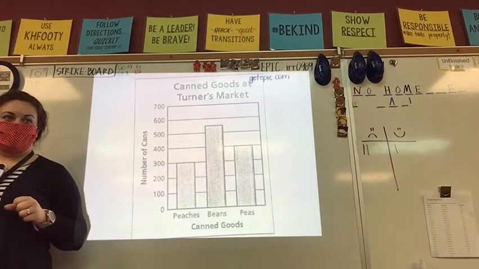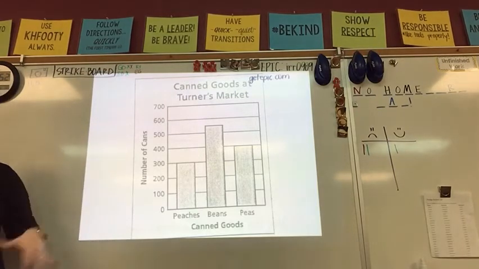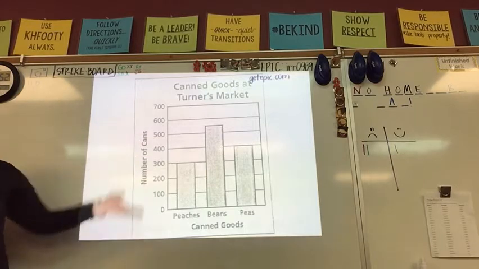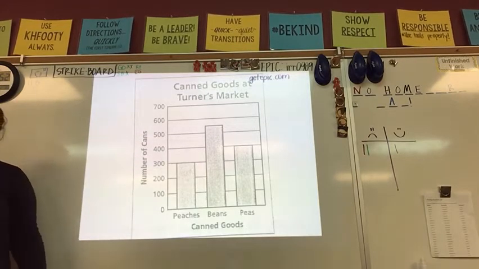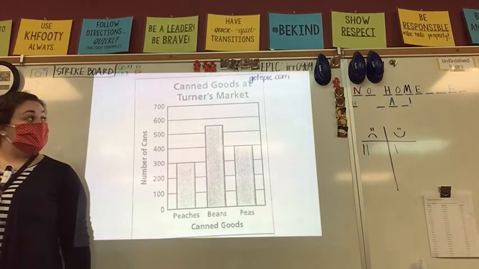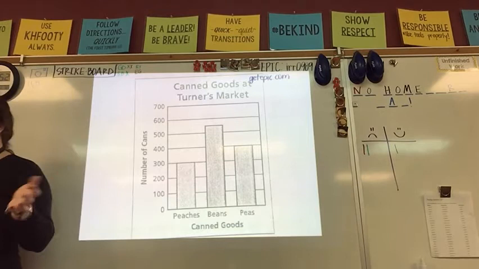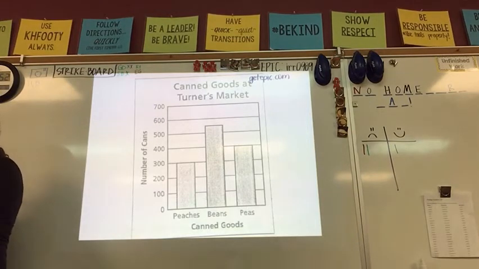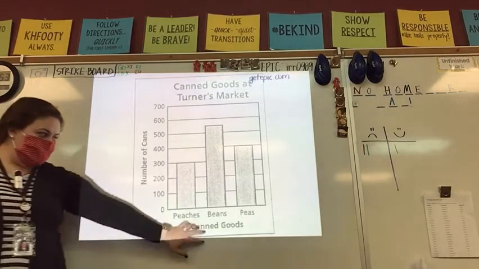Skylar. Cans at Turner's Market. And we can use this graph to figure out how many cans are at his market, right? Who can restate that again? We're starting to get lazy. Be proactive of your learning. Keegan. What about the canned goods at Turner's Market? How many peaches, beans, and peas there are?